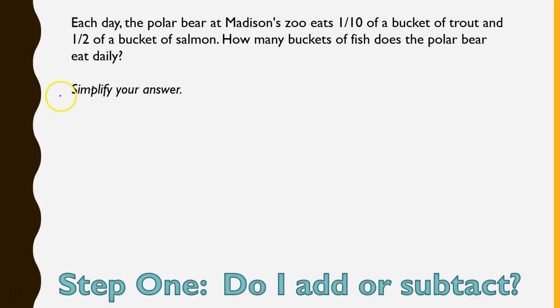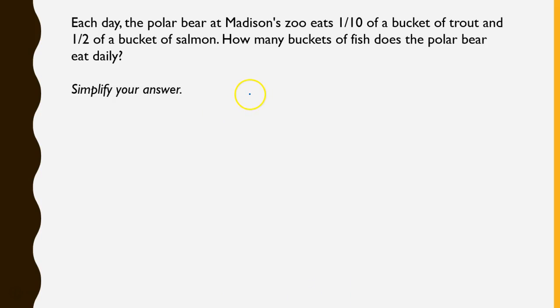So step 1, I need to decide, am I adding or subtracting? Well, they want to know how much fish this polar bear eats for the entire day, so we're just going to put those two fractions together and add them. So that will be what I write first. So follow along and write on your paper. So we're going to add 1/2 plus 1/10.